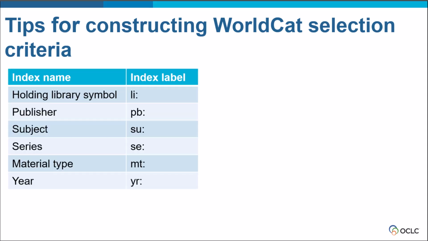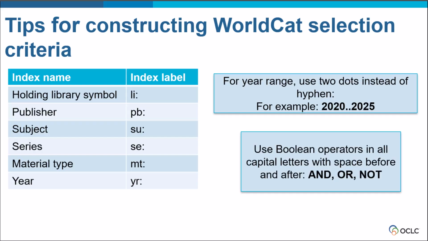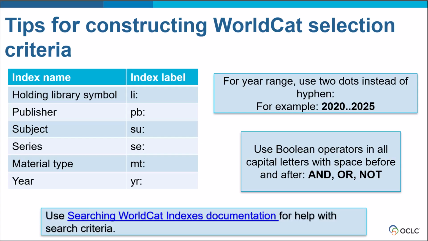The table shows some commonly used indexes and their corresponding index labels. When using the year index and entering a date range, use 2 dots instead of a hyphen. Use Boolean operators in all capital letters with a space before and after to combine indexes. For help with indexes, use the Searching WorldCat Indexes documentation found on our support site.